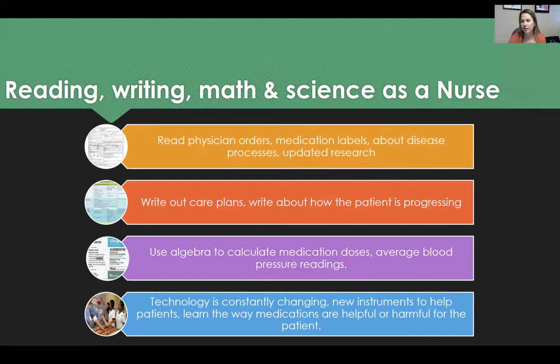The last bullet here that talks about technology is very near and dear to me because that's a big part of my job. I bring a lot of the technology pieces that are being used in healthcare into education so that our students can practice with those. And I'll talk about that again later.